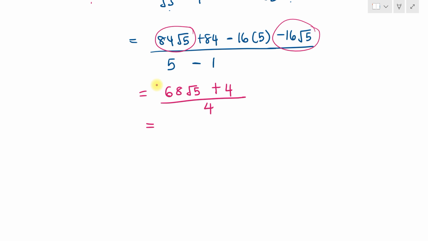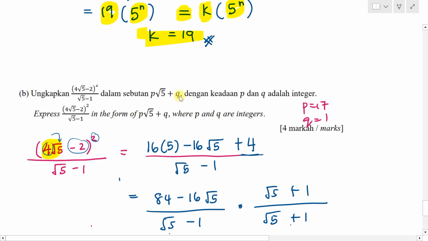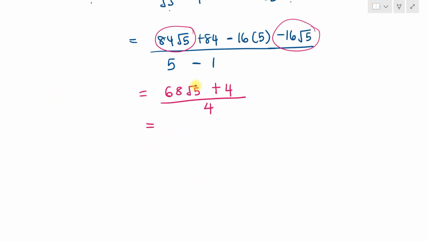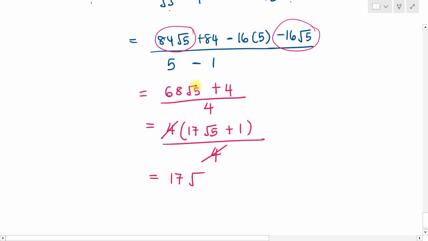Okay, sekarang kita cuba, they all split, right? Split into 2, right? We also split into 2 lah. Or you can factorize at top. We can do that also. Okay, 4 times what? You get 68. 17 surd 5 plus 1 over 4. Cut this, cut this. So 17 surd 5 plus 1 is what I get.